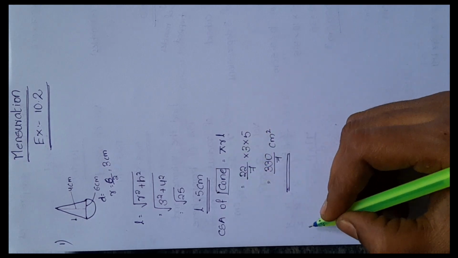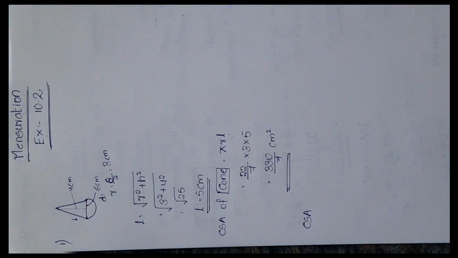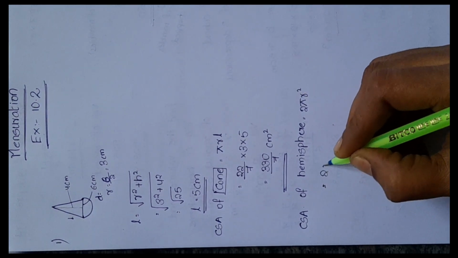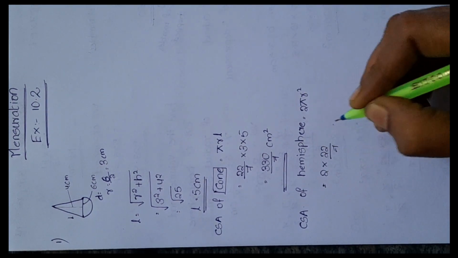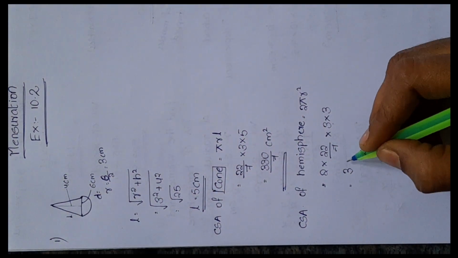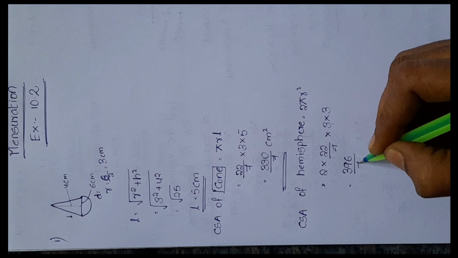Now we should find the curved surface area of the hemisphere. The formula is 2 pi r square. Let us substitute the values. 2 into 22 by 7 into r value is 3, into 3. After calculating, we get the value as 396 by 7.